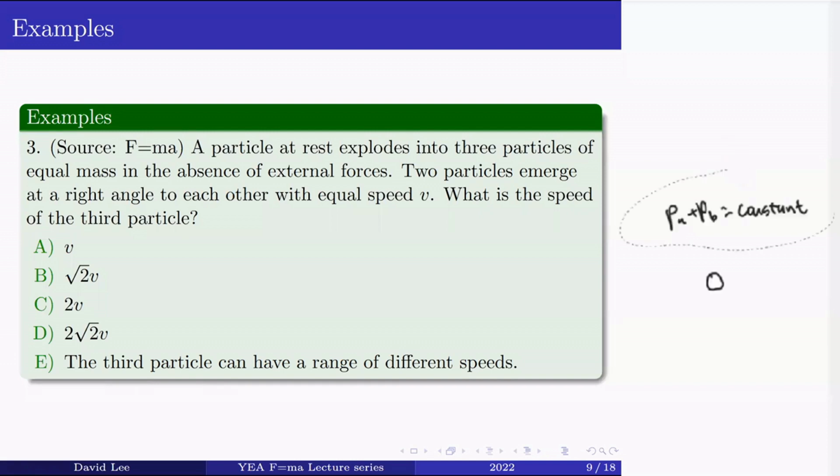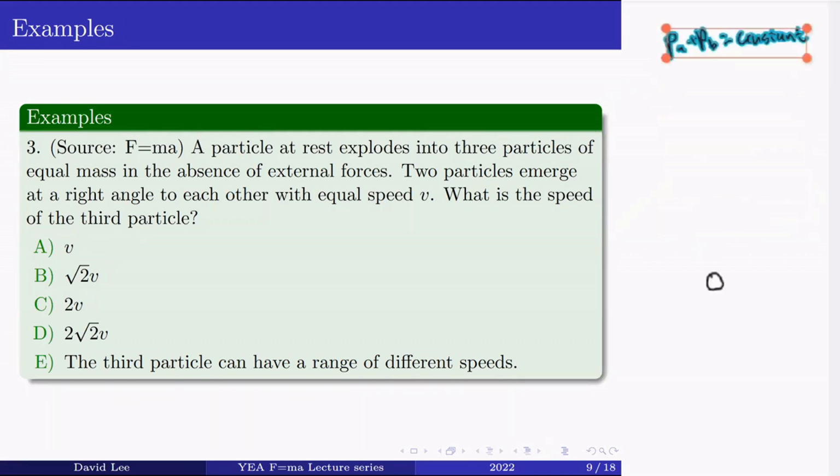And then it explodes. Let's put this up here. So what happens when it explodes? We know that two particles come out at right angles to each other, and each of them has an equal speed of v.